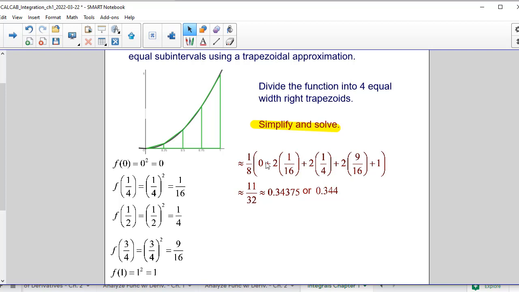And when we work this whole thing out, we find we have a value of 11/32, which is 0.34375, or rounded, 0.344.